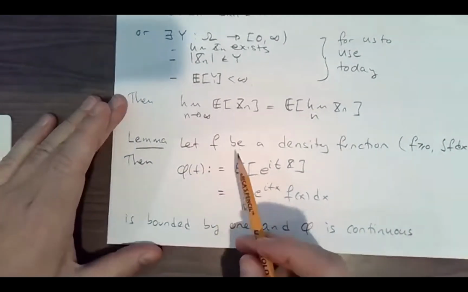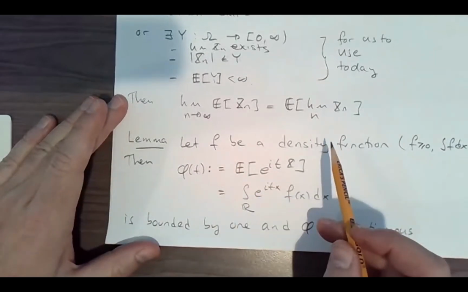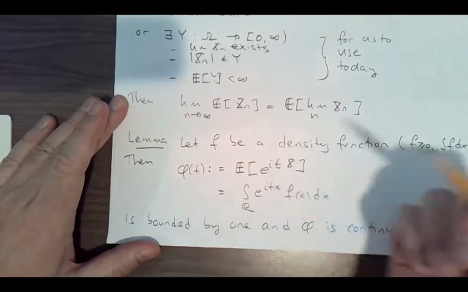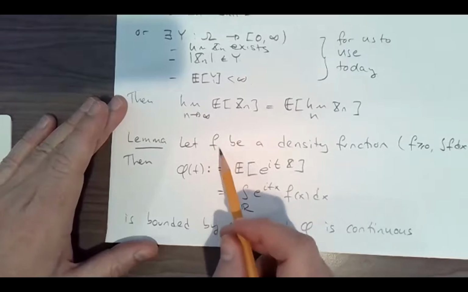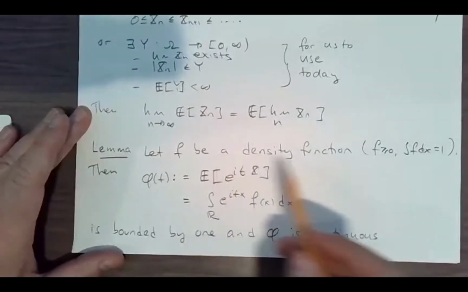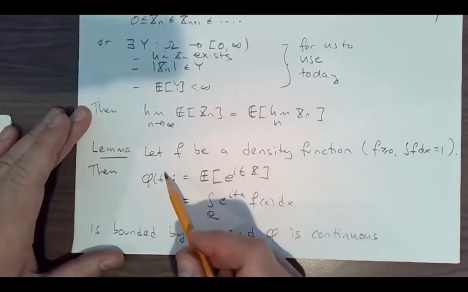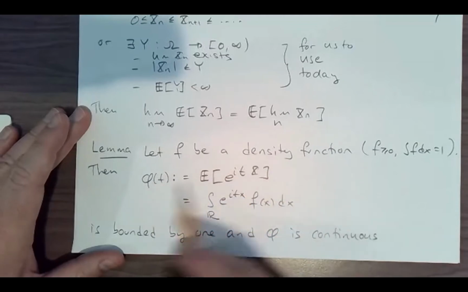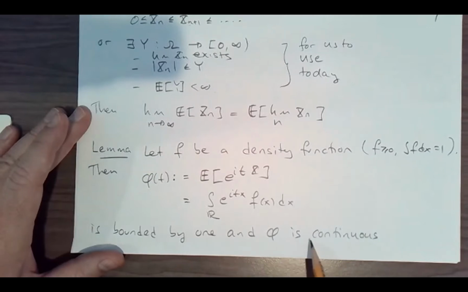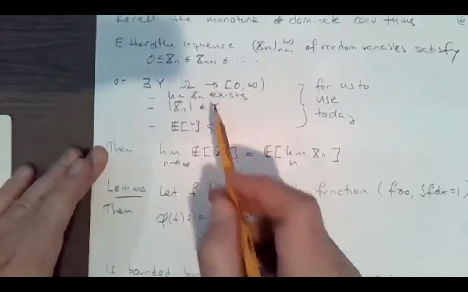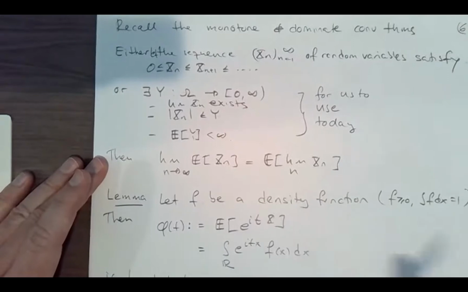So if you have a density function, we'll be working with the assumption that the random variables have these density functions. Then the characteristic function, we saw last time that it's bounded, but we'll see now that it's continuous. And to prove continuity, this is where we'll use dominated convergence.